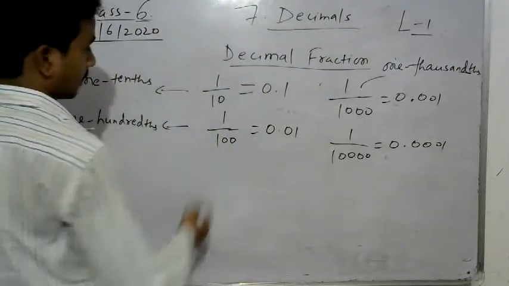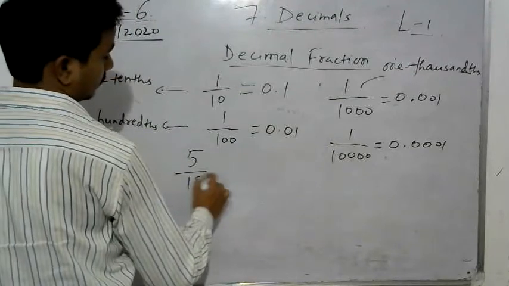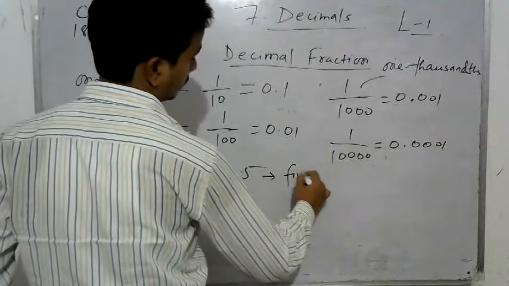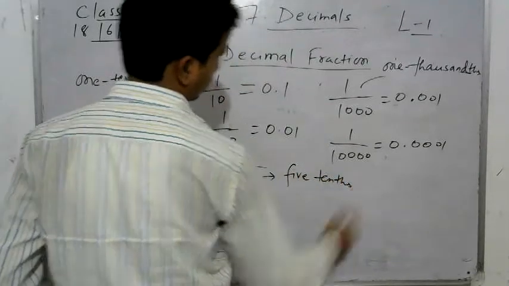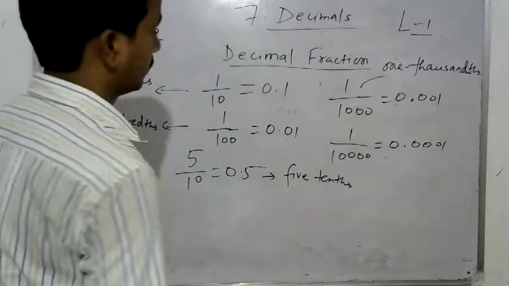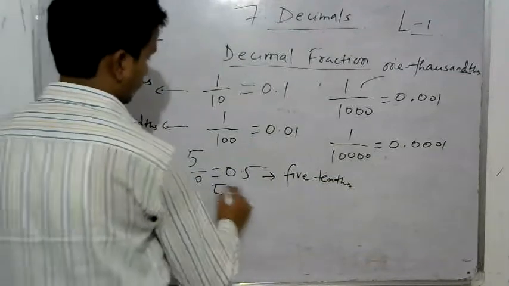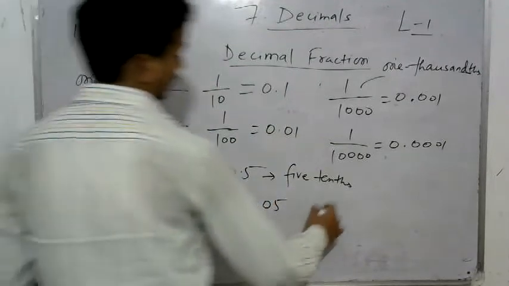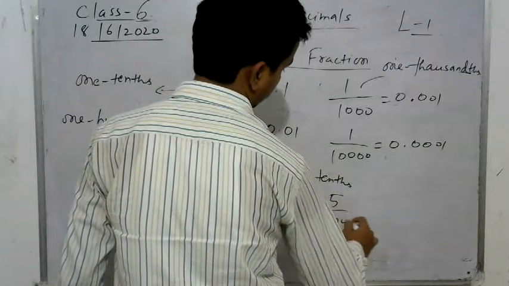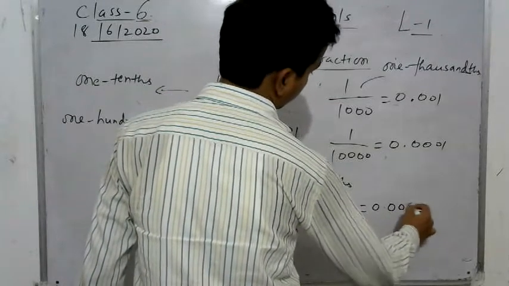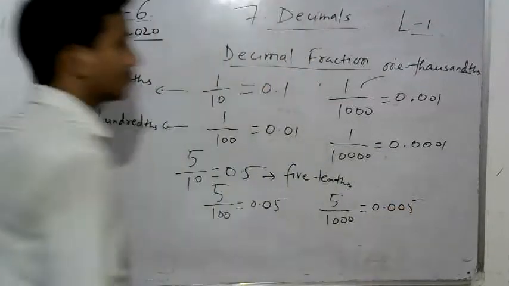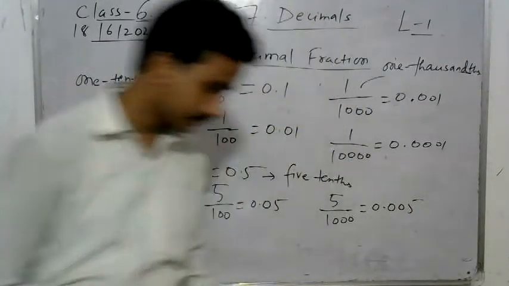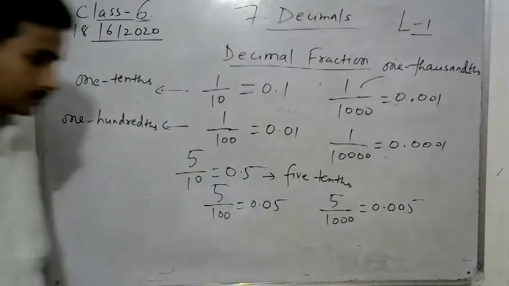Suppose we have 5 by 10. So 5 by 10 will be written as 0.5 and it is read as 5 tenths. Similarly, 5 by 100 will be 0.05 and 5 by 1000 will be equal to 0.005. So this is the decimal fraction.